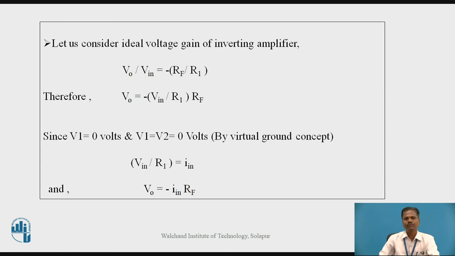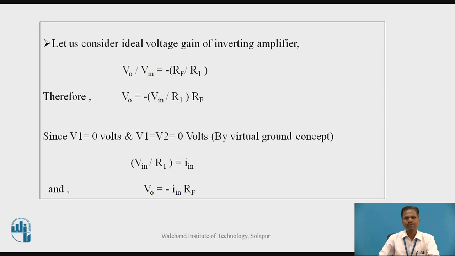So let us consider the ideal voltage gain of the inverting amplifier. The ratio of output voltage to input voltage, VO upon Vin, is equal to minus RF upon R1. So that is VO equal to minus Vin upon R1 into RF. Since V1 is equal to 0 volts, therefore V2 is also 0 volts. This is by the concept of virtual ground. The op-amp always tries to equalize the voltage at non-inverting and inverting inputs. So non-inverting is 0 volt, so inverting is also 0. So the inverting input of the operational amplifier is acting as a virtual ground.